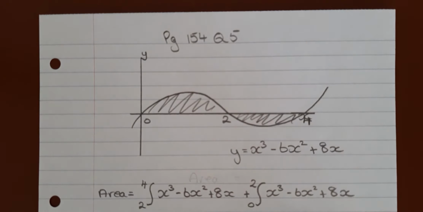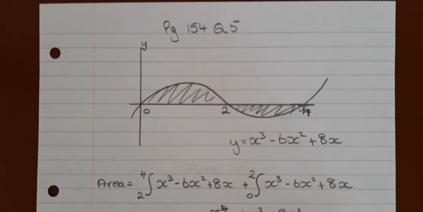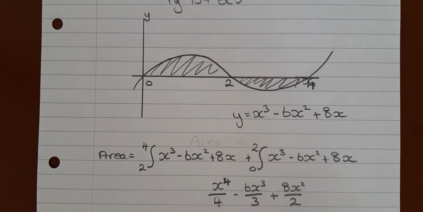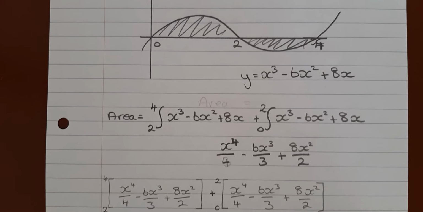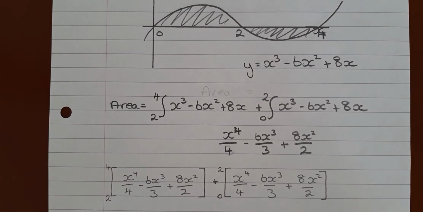Integrating x cubed minus 6x squared plus 8x, we get x to the power of 4 over 4 minus 6x cubed over 3 plus 8x squared over 2. Inserting the limits, this is what we have to do. So between 4 and 2, x to the power of 4 over 4 minus 6x cubed over 3 plus 8x squared over 2, added to between the limits of 2 and 0, x to the power of 4 over 4 minus 6x cubed over 3 plus 8x squared over 2.